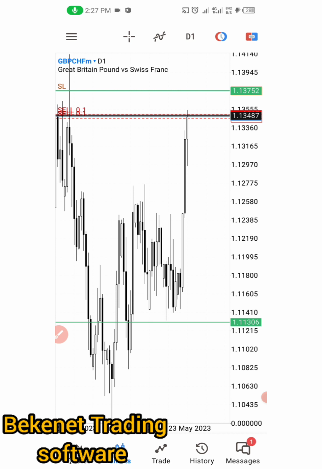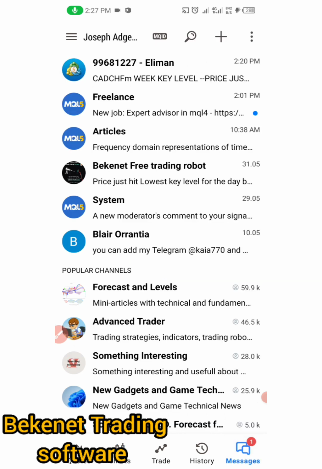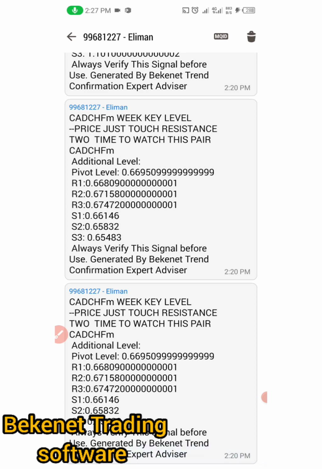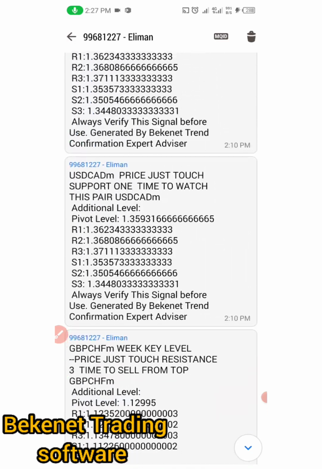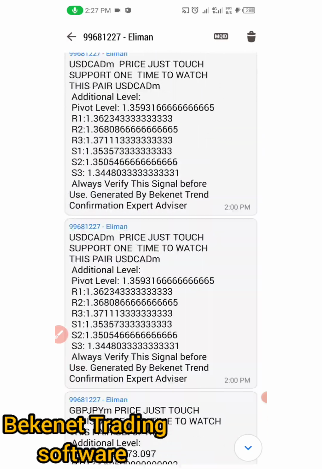Now this software is very simple. All you need to do is just get the software and install it on a VPS server. You will be receiving messages like this on your MT5. This is my MT5. Look, these are all the signals it generates for me.